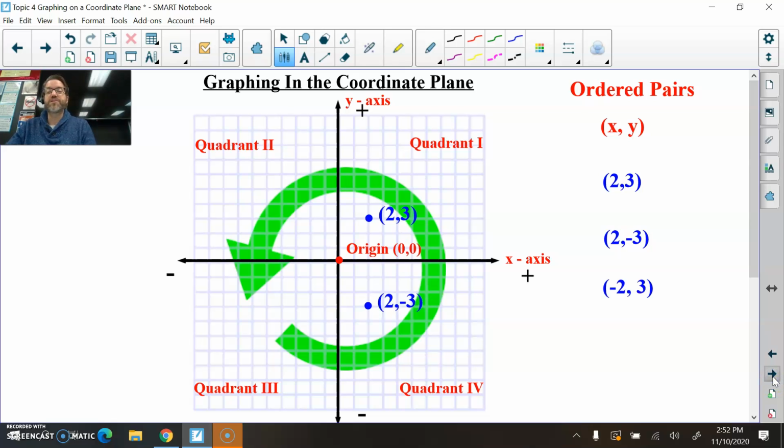All right? So the point (-2, 3), now our x coordinate is -2. So from the origin, we go 2 to the left, and then our y coordinate is +3, so we go up 3, and that's where (-2, 3) is located. It's in quadrant 2.